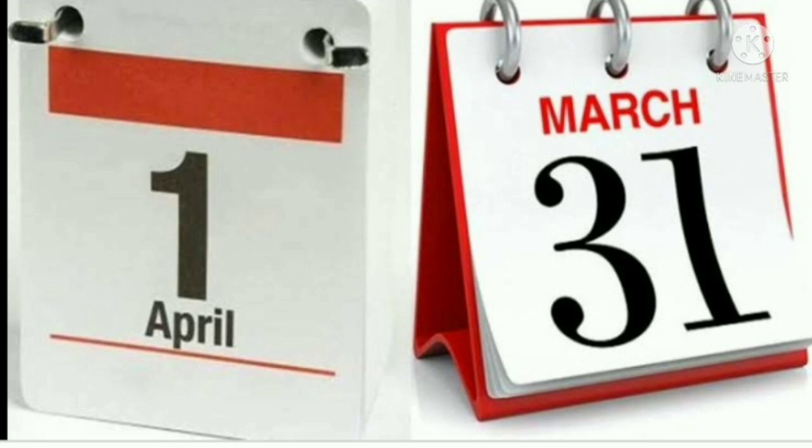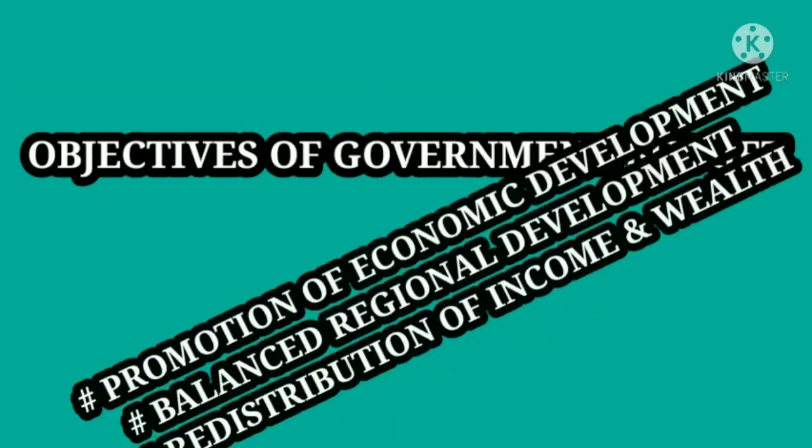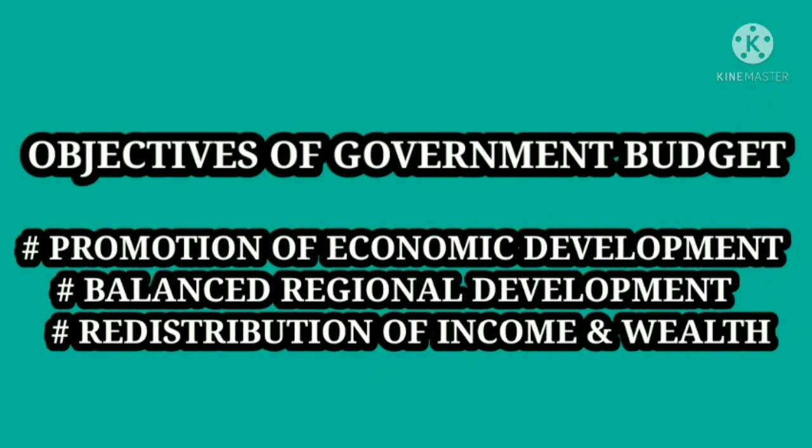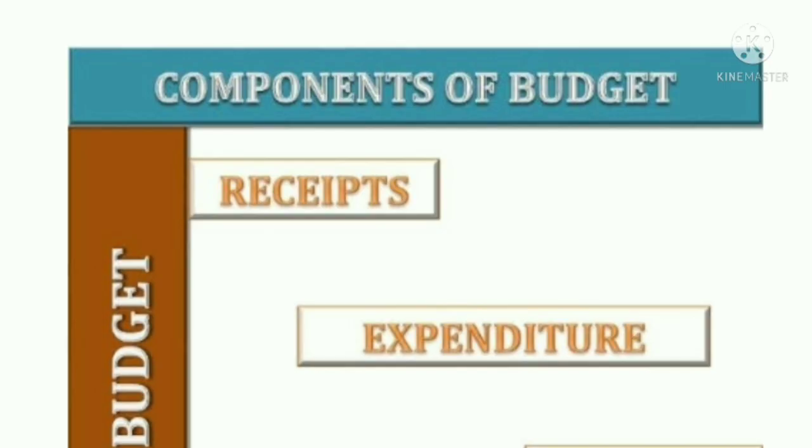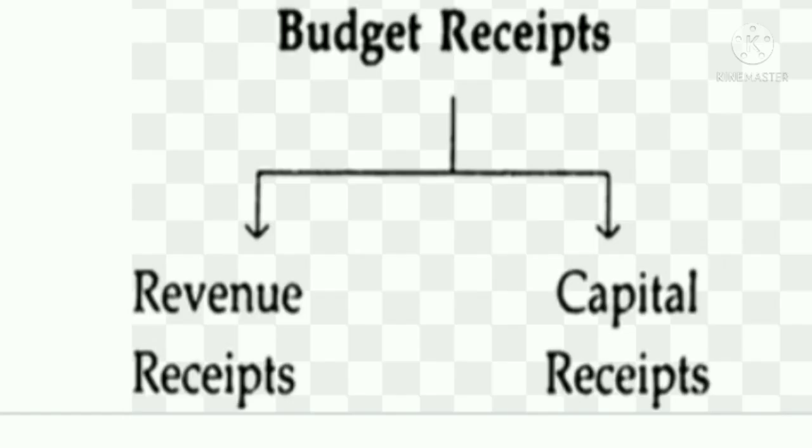The main objectives of government budget are promotion of economic development, balanced regional development, and redistribution of income and wealth. Which are the components of budget? Budget receipts and budget expenditure. Which are the components of budget receipts? Revenue receipts and capital receipts.